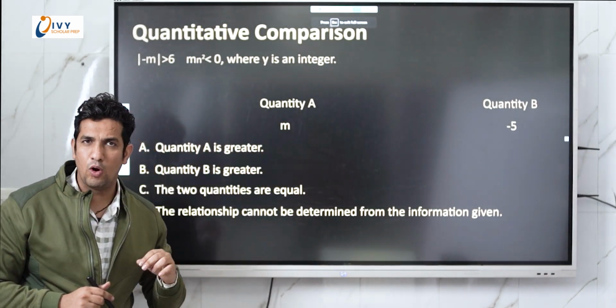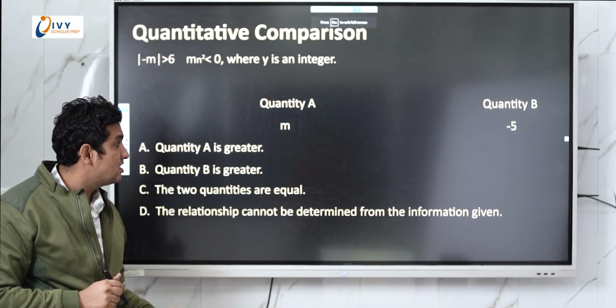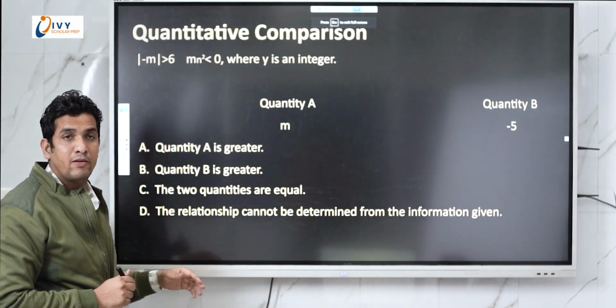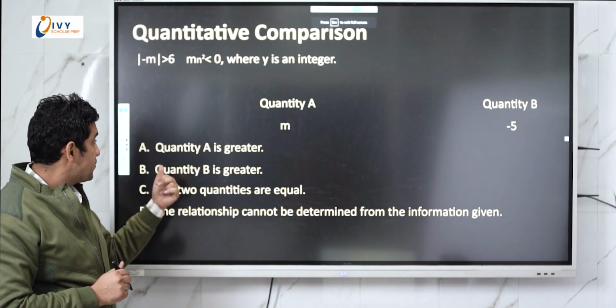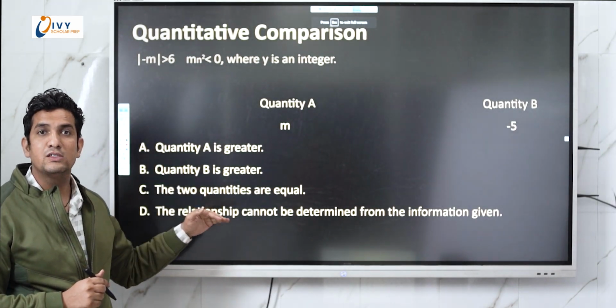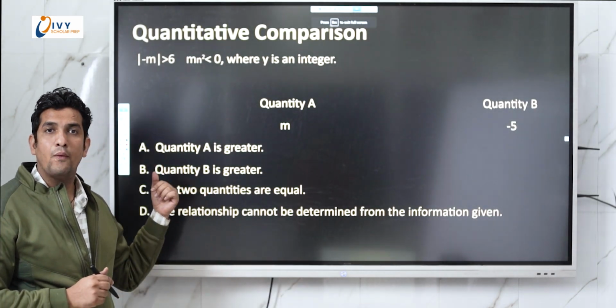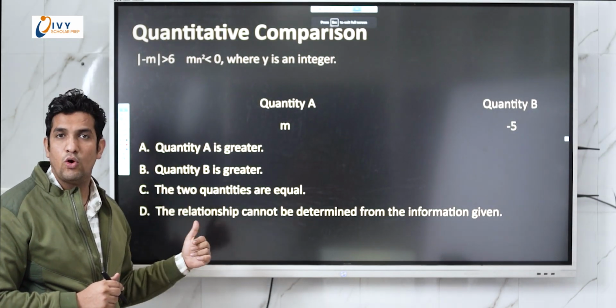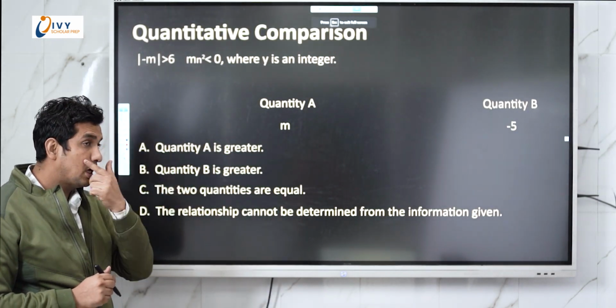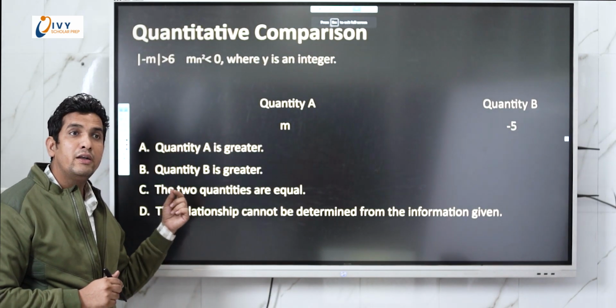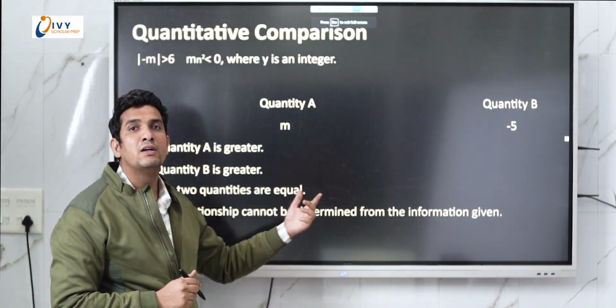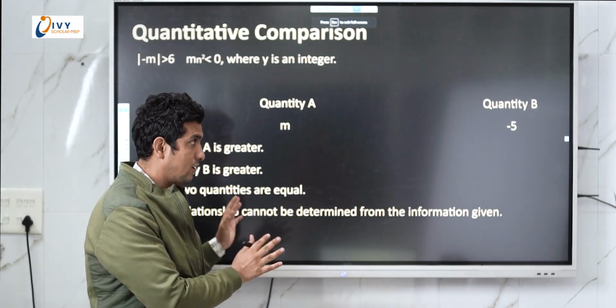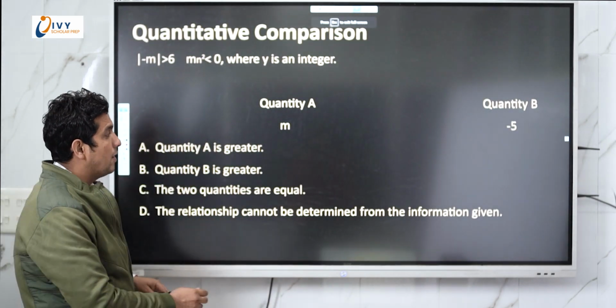Now for these kind of problems, you need to keep in mind the answer choices will always remain fixed. They will never change. So option A stands for here, quantity A is always greater. Option B means quantity B is always bigger. C means they both are going to be always equal. D means relationship cannot be determined. That's what you say here. Now let's look at how we're going to approach this problem.